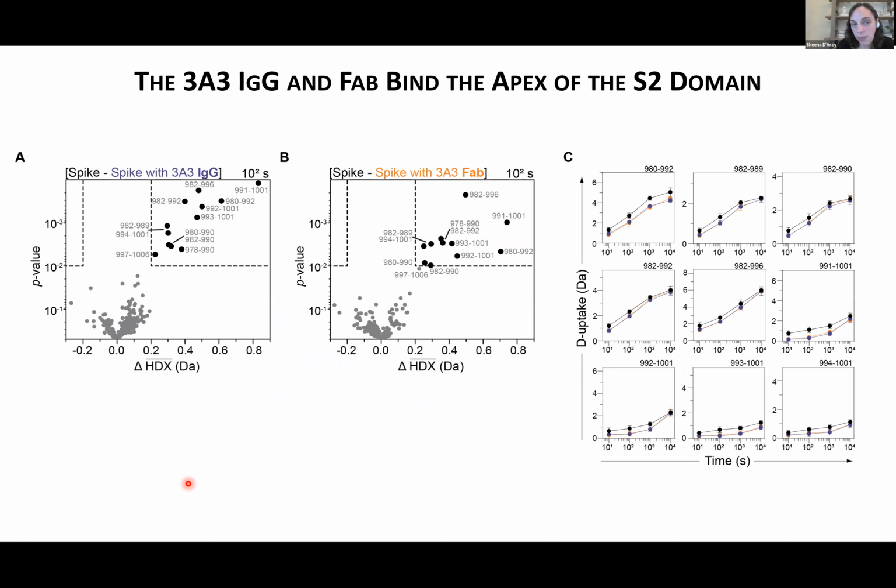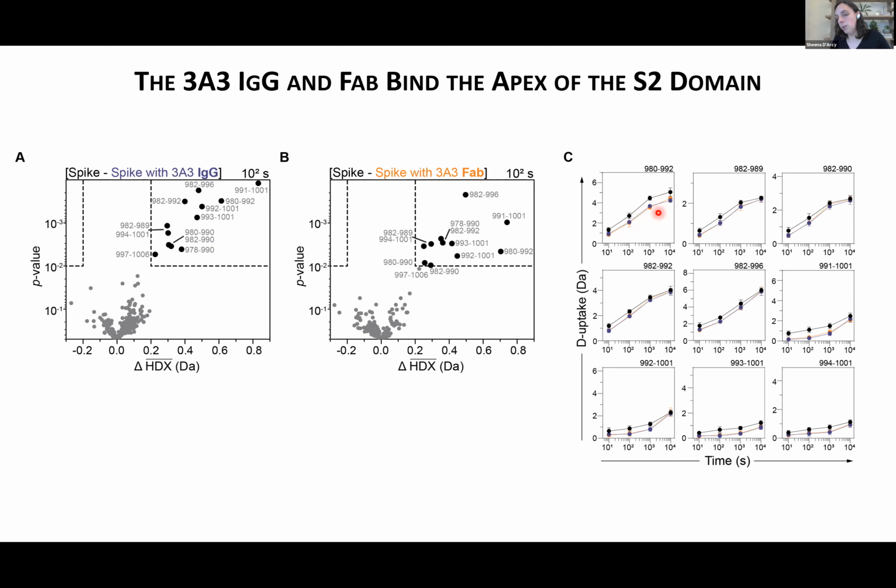So here are the data for the 3A3 antibody. We actually had an IgG as well as a Fab. And so in panel A, we're showing the data for the IgG, and in panel B, we're showing the data for the Fab. And you can see it, I just chose one time point to show here, the 100-second time point, that we're getting a collection of overlapping peptides all in this significant region. And then if we look at the uptake plots, you can clearly see a difference between the black, which is the spike protein alone, and the orange and blue, which is with the IgG and the Fab.